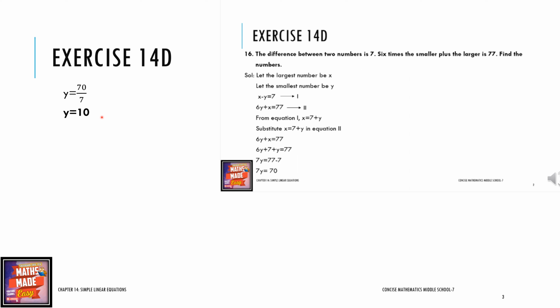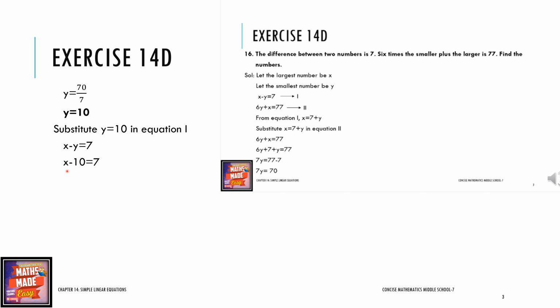Since we got the y value, you can substitute this y value in either the first equation or the second equation, and you will get the answer. Since it is easier to substitute in the first equation, I am substituting it in the first equation. You can even substitute it in the second equation and get the same answer. If you want, you can give it a try in a rough notebook. I'm taking the first expression and substituting y is equal to 10.